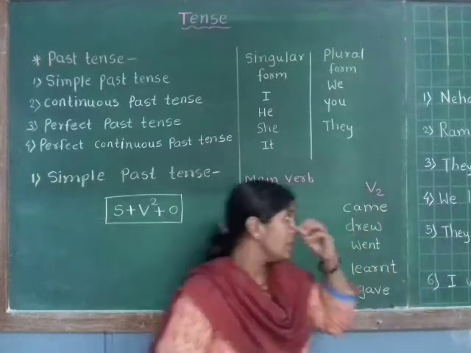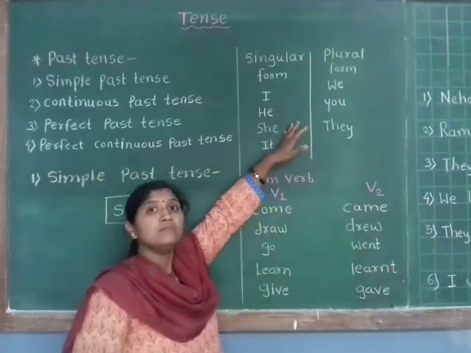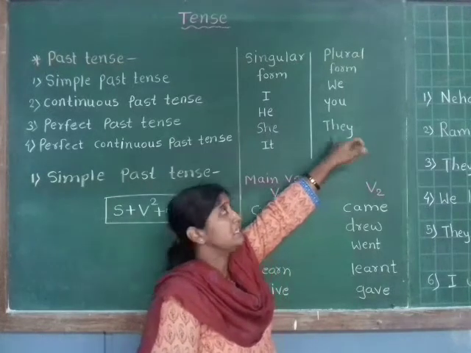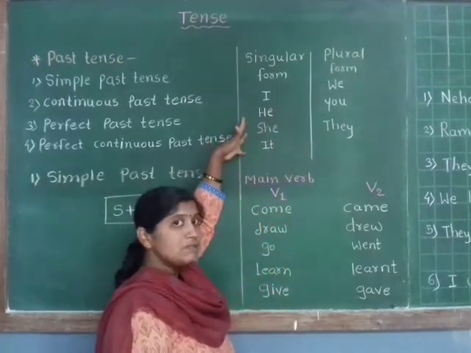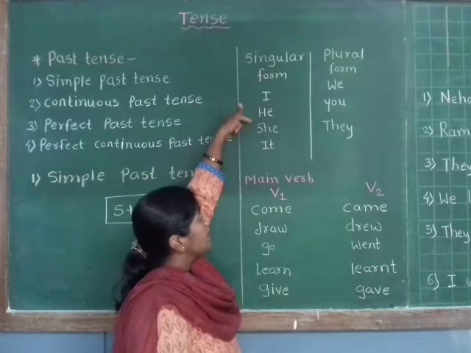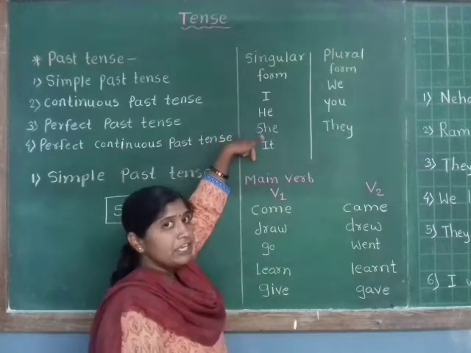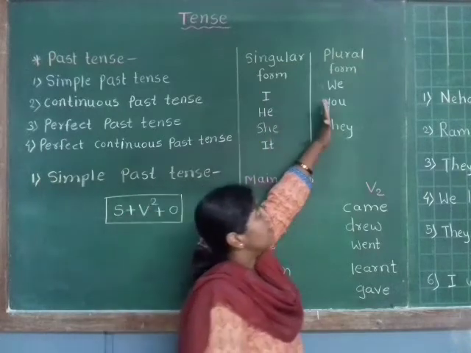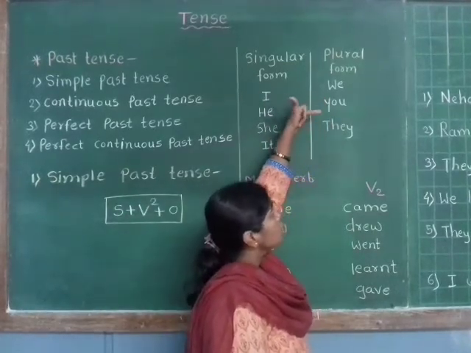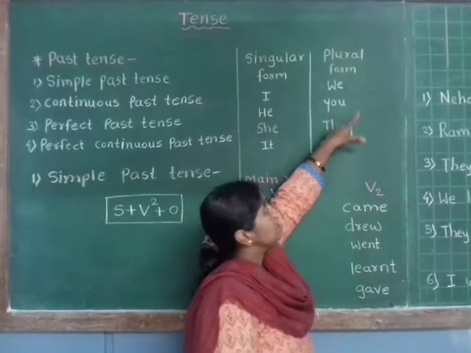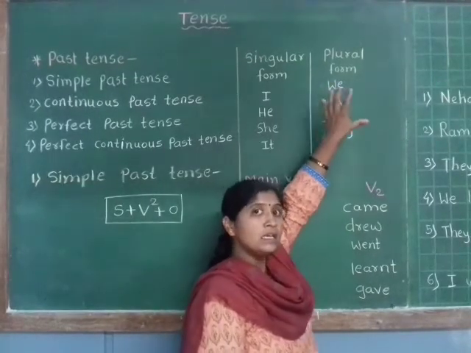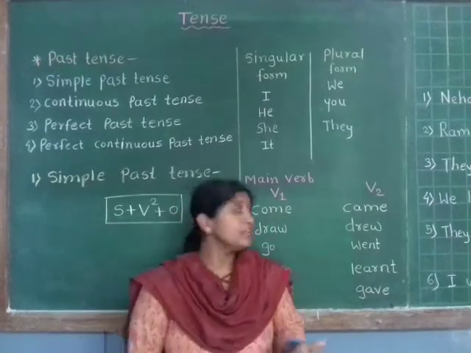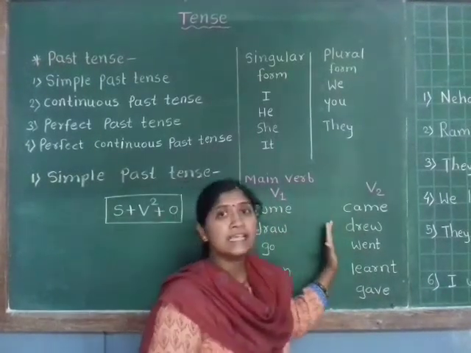Okay. Now we will see some singular subjects and some plural subjects. In singular subjects: I, he, she, it. These all are singular subjects. And in plural: we, you, they. These all are plural subjects. For this past tense, we need the verb's second form.